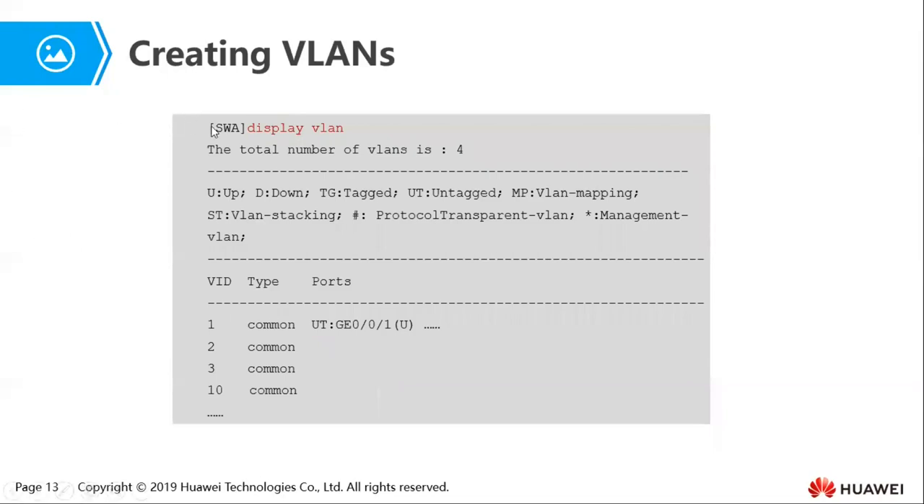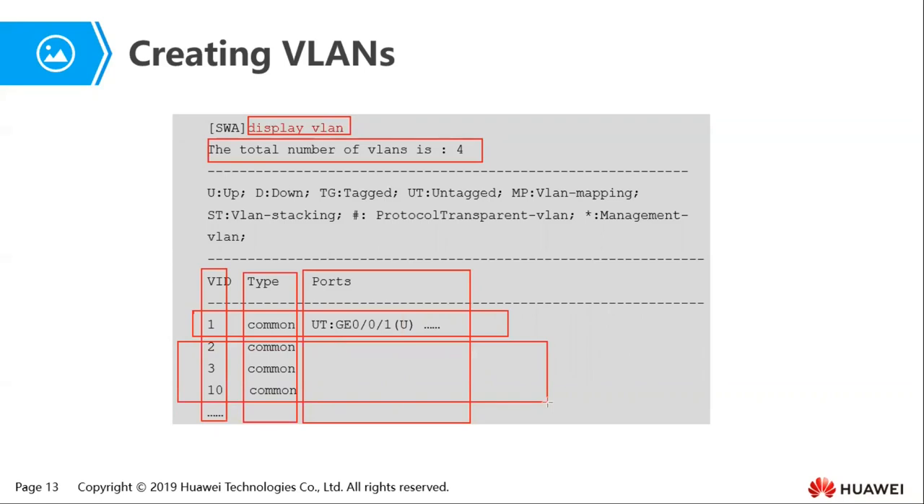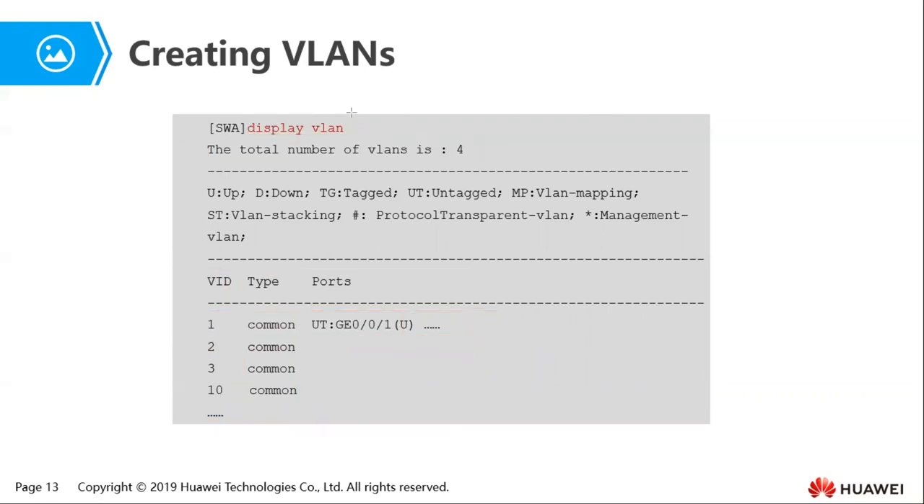Okay, so we can always verify by using the display command, display VLAN. We can see that the total number of VLANs is actually 4. We've only created 3: we've created 10, 2, and 3. But there are 4 because the first one has already been created for you, which is VLAN 1. So you can see the VLAN IDs, the type, and the ports that have been added to that particular VLAN. So far, all the ports from GE0/0/1 to the end belong to VLAN 1. The other VLANs we've created do not have any ports or interfaces so far. We are going to see that in a short while.